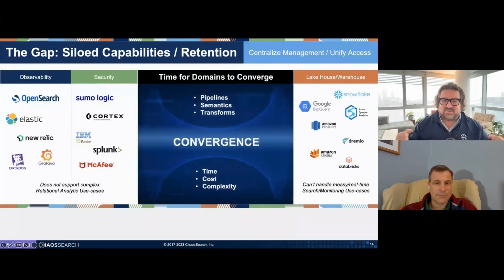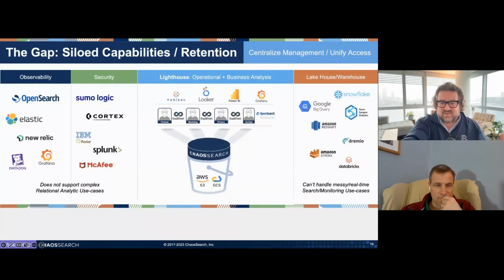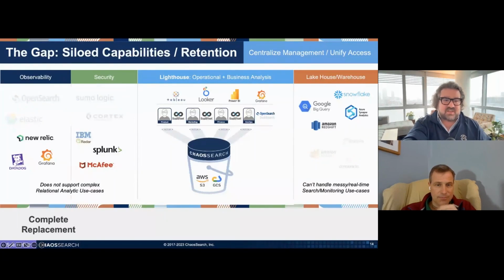As you were indicating, the time to converge these two silos together, whether it's the pipeline, the semantic layer, the transformation, as I always say, is the time, cost, and complexity. And so this is where ChaosSearch comes in, bringing these two worlds together without having to stand up all these solutions. You can think of us as a lighthouse within this ocean of data, where we can be a complete replacement. So if you're running the ELK Stack or OpenSearch or Sumo Logic, log, trace, we are a 100% replacement. And at scale, we're a very cost-effective replacement, where typically our customers are dealing with terabytes of data and up per day and need long retention.